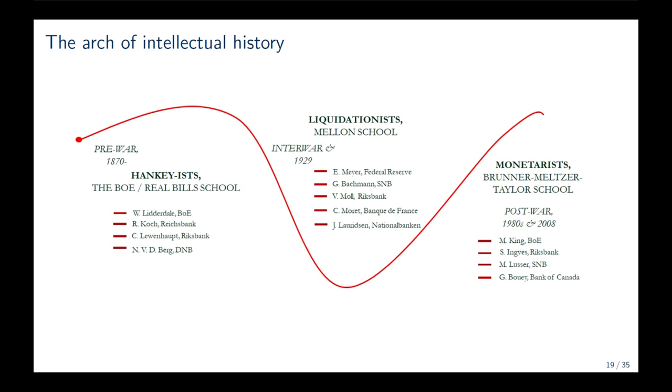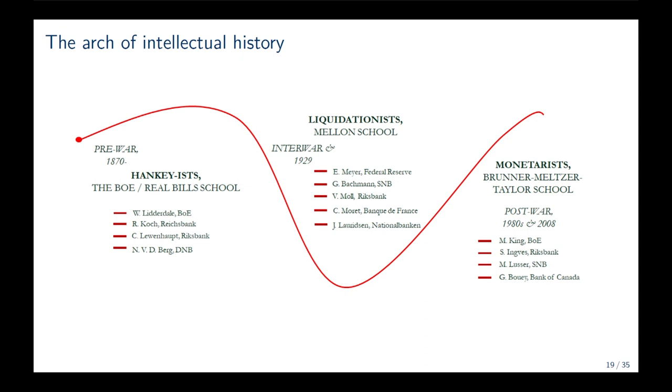So this is the arc of intellectual history that we're going to use: the Hankeyites, the real bills tradition, the liquidationists, the Mellon school. Some of these overlap, but at each point in time there is this debate. I found this quite interesting, actually. Right today, you open the Financial Times, and with some likelihood in any given week there's someone warning of the moral hazard effects of too much central bank support, and someone saying, no, this is necessary, we can't hold Main Street hostage for what's going on on Wall Street. This is a long-standing intellectual fight that we think we can leverage.